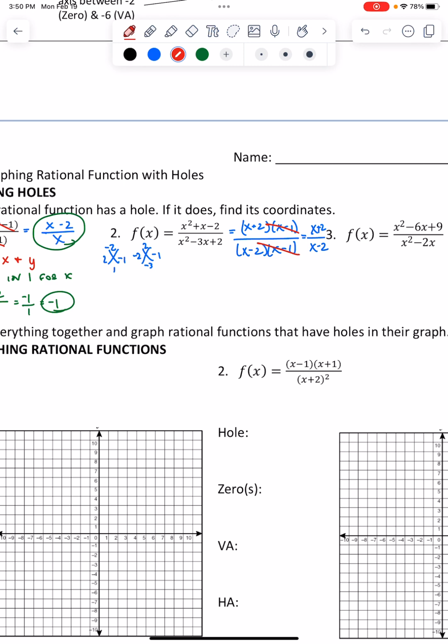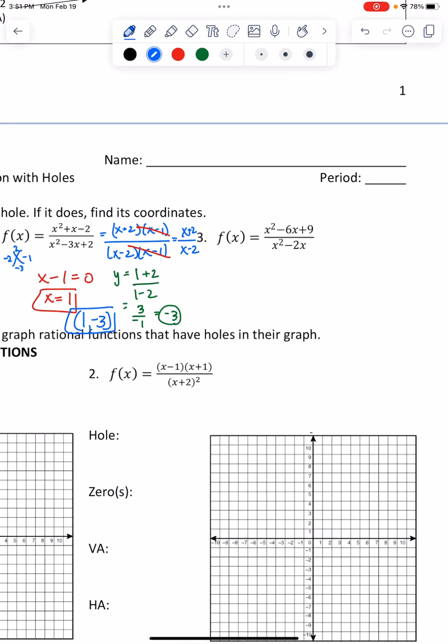Again, to find the hole in the graph, whatever we canceled out equals 0. So we get x equals 1, and then again, we have to find the y coordinate. So plug in 1: 1 plus 2 over 1 minus 2 would be 3 over negative 1, which is negative 3. So the hole is going to be at 1 comma negative 3 for that function.